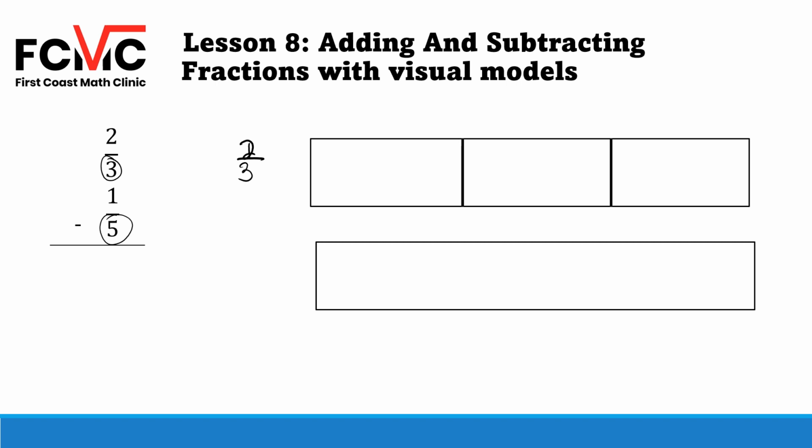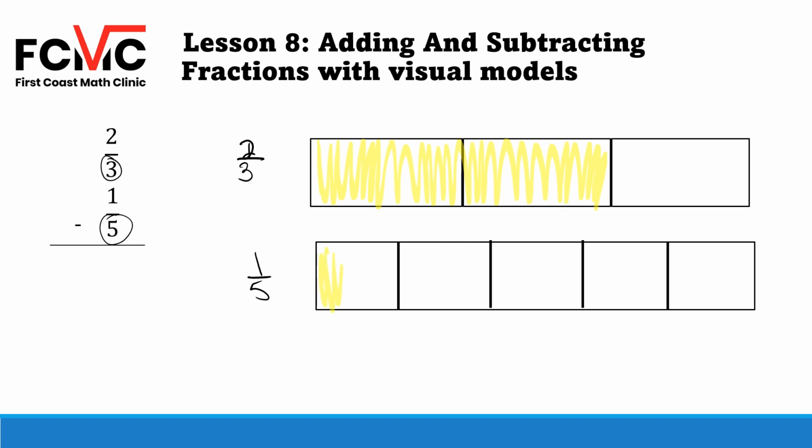All right, so we want two pieces out of those three. So we have 2, our numerator, out of those three. So this is going to be the 1/5. So we've broken this up into 1, 2, 3, 4, 5. We want one piece out of those 5.